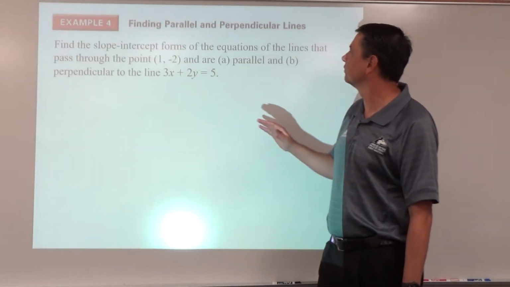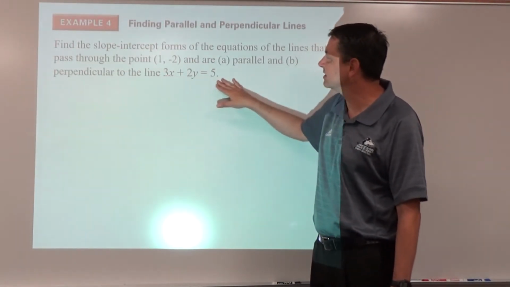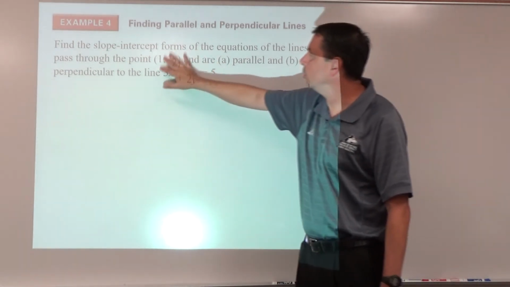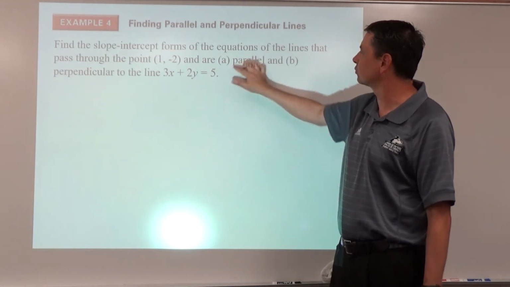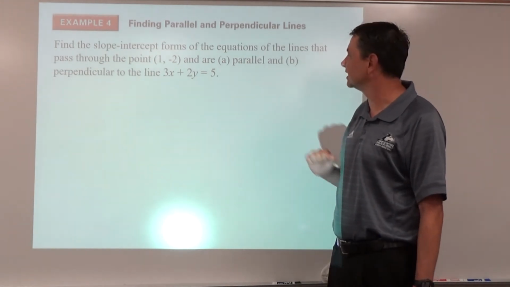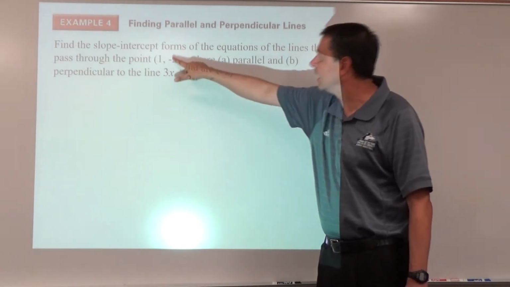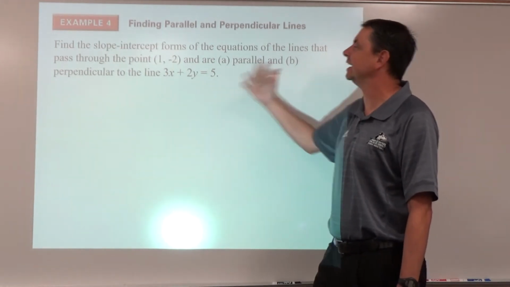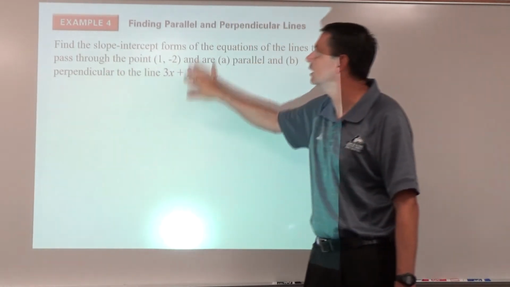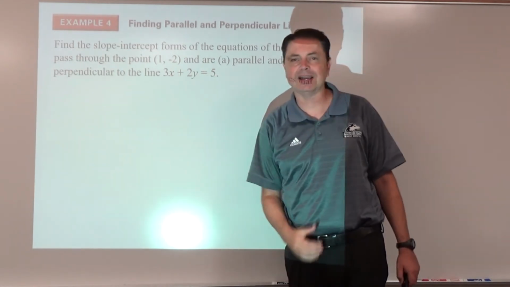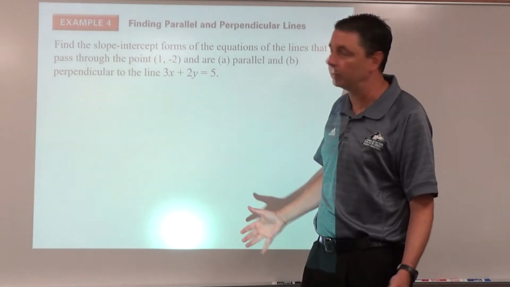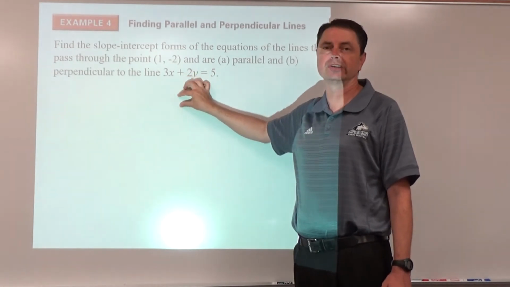So example number 4, we have this line here. We have a point that it's going to go through, and we've got 2 different problems, right? Equation of a line that's parallel to this one and passes through that point, and then a second problem perpendicular to it and goes through that point. Now our issue with our line here, because this is all about slope, we don't really yet know the slope.